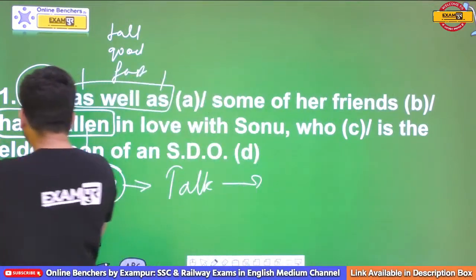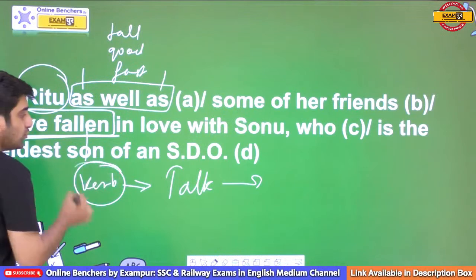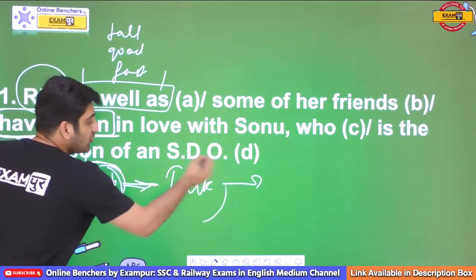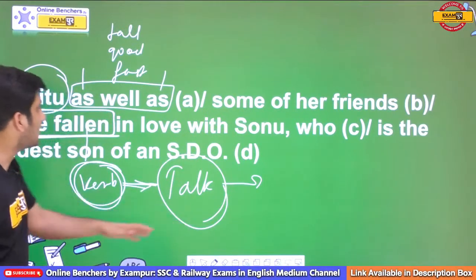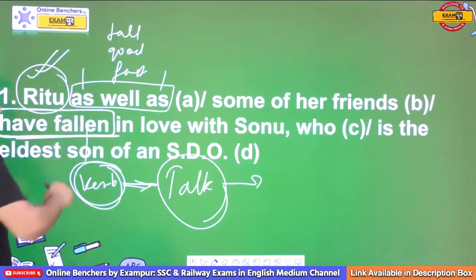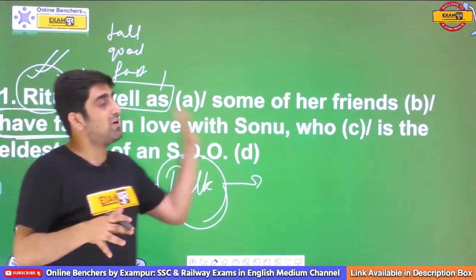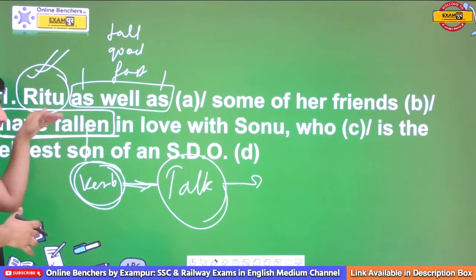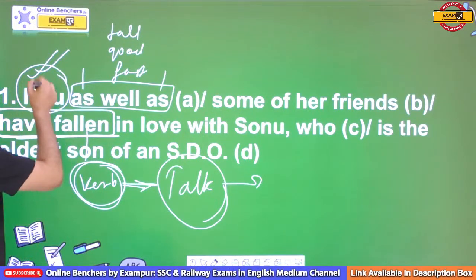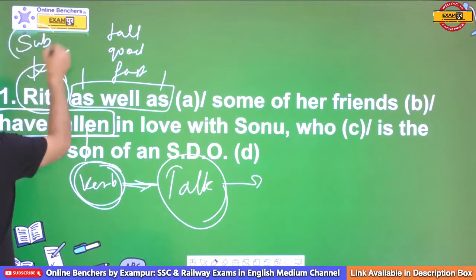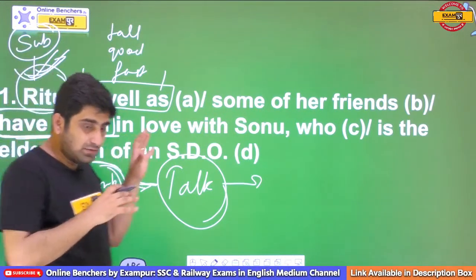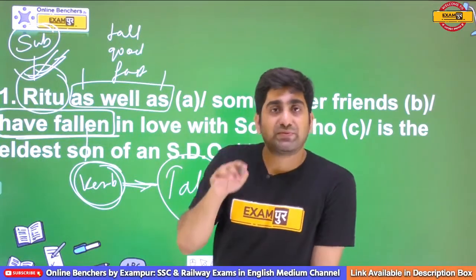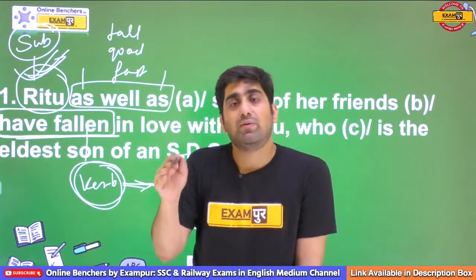So you can say that this particular verb, whose task is to describe the subject in the sentence, whose job is to talk about the subject in the sentence, is talking specifically about Ritu and not focusing on some of her friends, but majorly talking about the girl Ritu who has fallen in love with Sonu. Hence, our subject will be Ritu. And to make it more simple, I would say always try to put the subject in the same number as you are putting your verb.